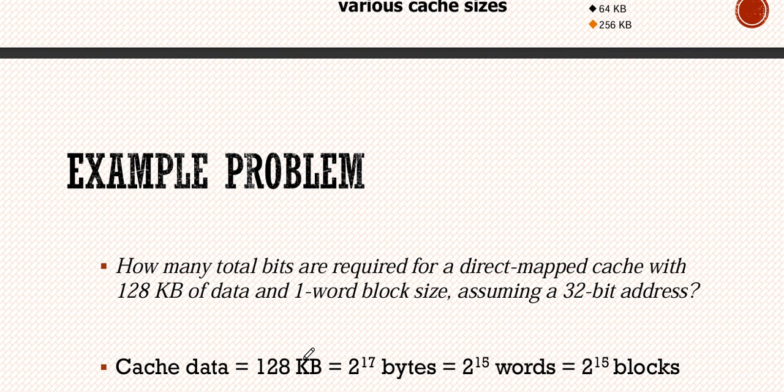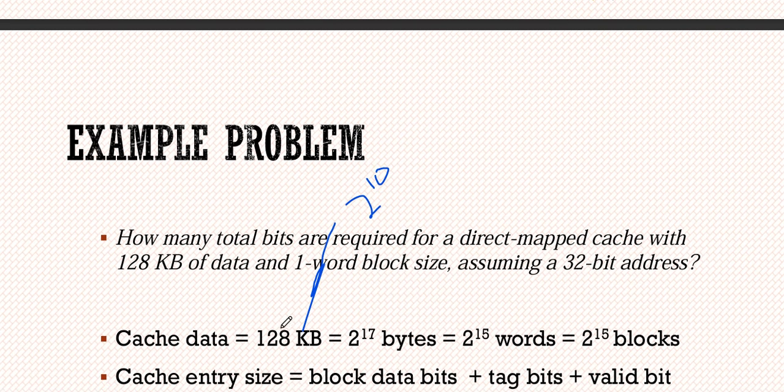Now, I hope you know that kilo in binary is the same as 2 raised to the power 10. Do you know that already? Kilo is 2 raised to the power 10, mega is 2 raised to the power 20, giga is 2 raised to the power 30, and you keep on increasing. Now, 128 is also 2 raised to the power 7. Do you know that? 2 raised to the power 7 is 128.